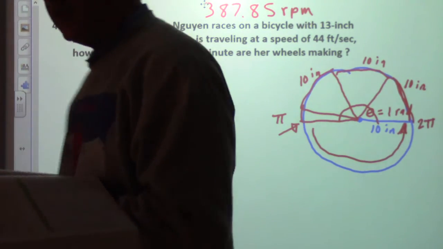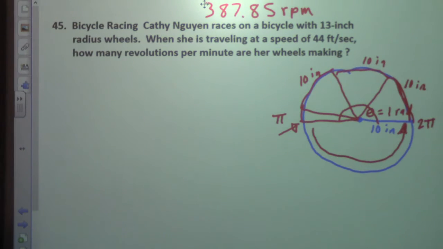So there's the answer from the book. Okay, so Haley, I got the answer from the book right up there. So 387.85 revolutions per minute. And that's what we figured out in third period. Okay, I got it. Ben, you got it?